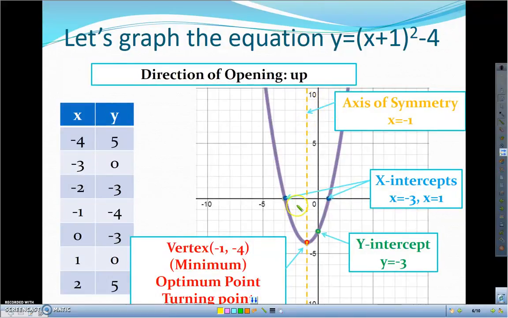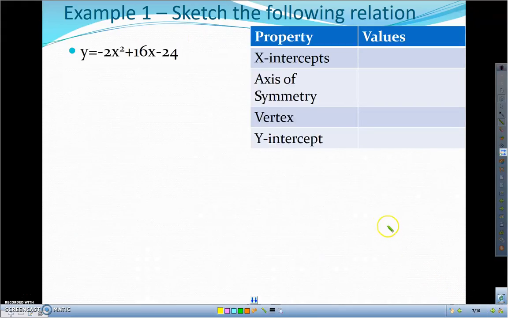This is a recap of what the properties look like from Unit 2. These are the x-intercepts, where they cross over the x-axis. This is the y-intercept, where the parabola crosses the y-axis. And this is the vertex, which is the maximum or minimum. And the axis of symmetry crosses through and is the x value of that vertex. It's going to be important to understand that.